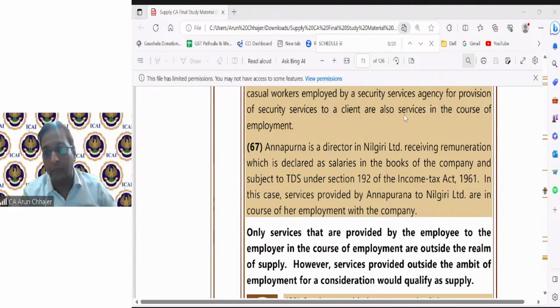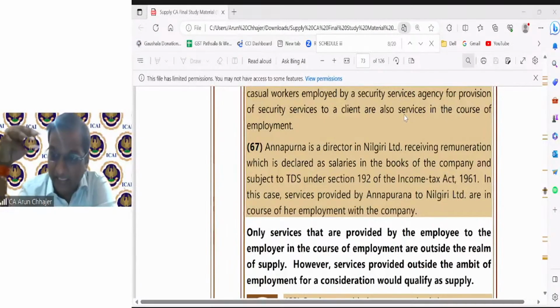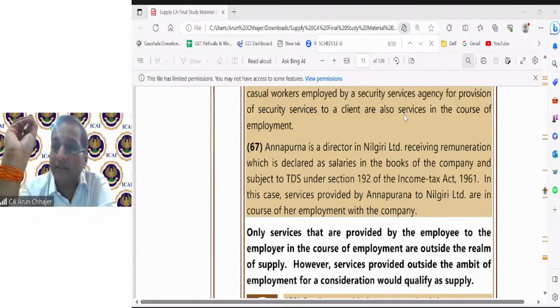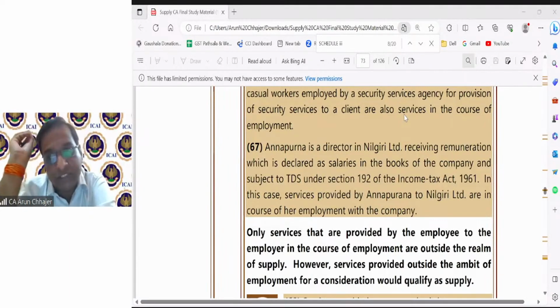Can you please explain the point related to reversal of ITC and exempt supply? Sure, Abdul. I was saying that in schedule 3, we are not paying the GST. So the doubt was, do I need to reverse my ITC? Why there is a requirement of reversal of ITC, we will discuss in the ITC chapter.